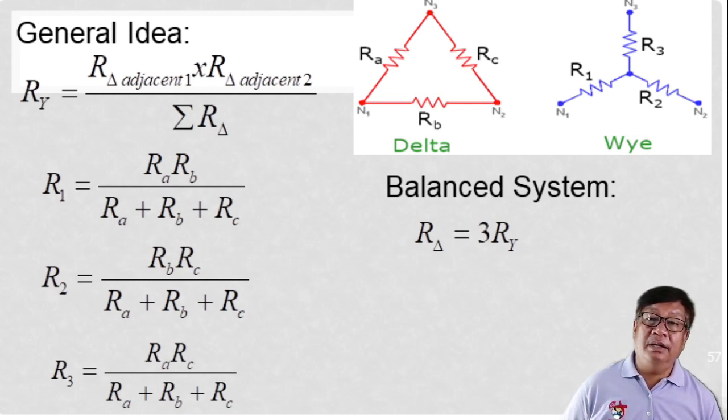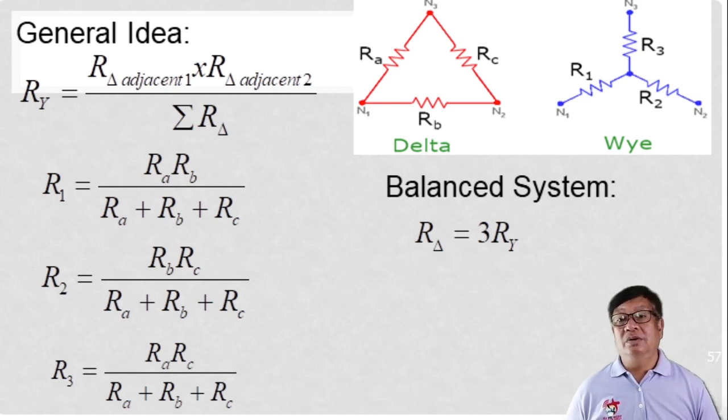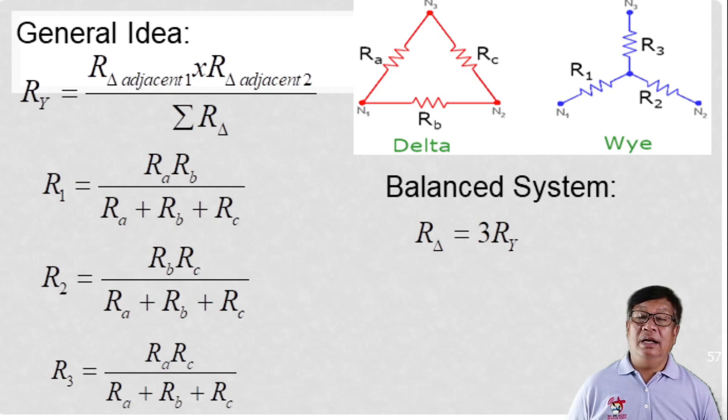Now, what if there is a circuit having a delta connection, and the three delta connected resistances are equal? If they have the same amount of resistance, you have this formula: the delta resistance is equal to 3 times R sub Y, the resistance in Y. So this is all we will do: our delta is equal to 3 times the resistance Y.